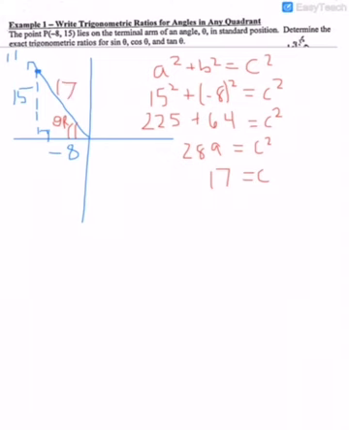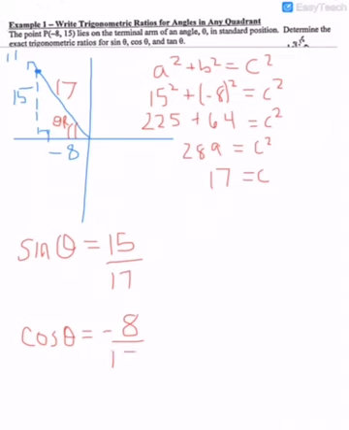Now we need to find sine, cos, and tan for this angle. So we'll start with sine theta. Sine is opposite, so the opposite of the angle would be 15, and the hypotenuse would be 17. So sine is 15 over 17. Then we're going to look at cosine. Cosine is adjacent over hypotenuse, so here the adjacent is -8, and the hypotenuse is 17. Then we'll go to tan. Tan is opposite, which is 15, over adjacent, which is -8.